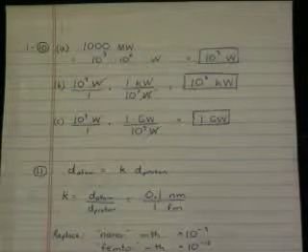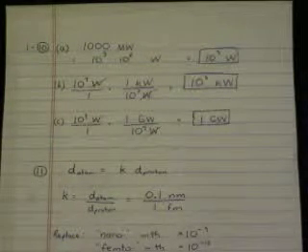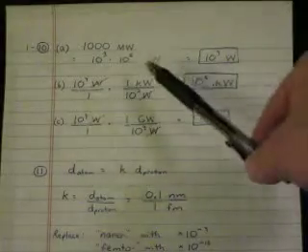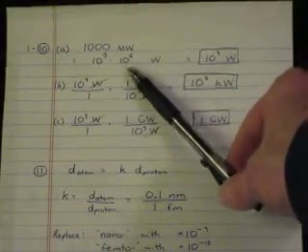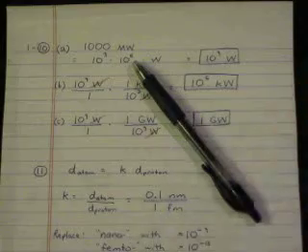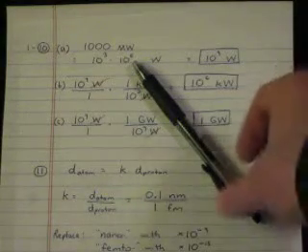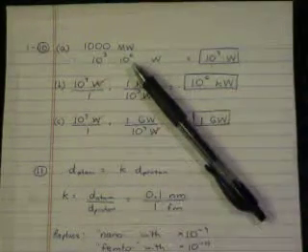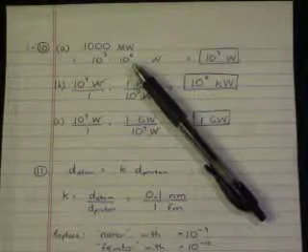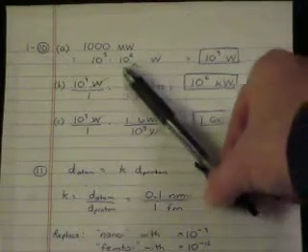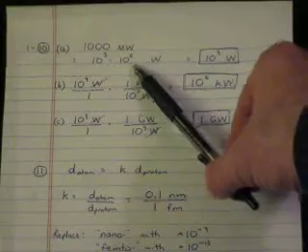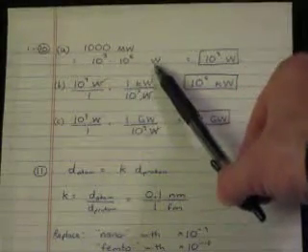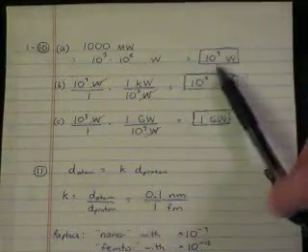We start with 1,000 megawatts. For part A, what I did here was recognize that mega means 10 to the 6th. So essentially, you can replace the word mega with times 10 to the 6th. So the 1,000 is 10 to the 3rd times, and here's your mega, 10 to the 6th watts, which leaves you with 10 to the 9th watts.